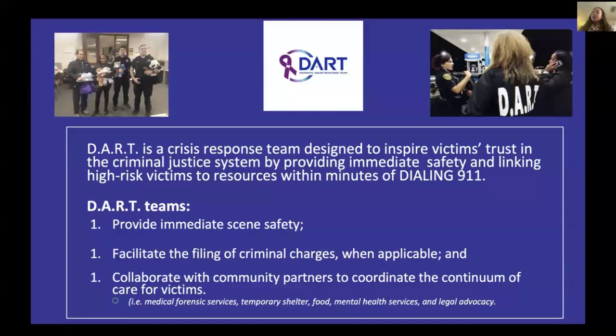So DART is a responsive team that is designed, it's a homicide prevention team, but it's an immediate response team. And we work this program with the Houston Police Department and the Houston Area Women's Center, and also the Empowered Survivor, which I founded in 2021. They manage the forensic nursing portion of this program. Next slide, please.